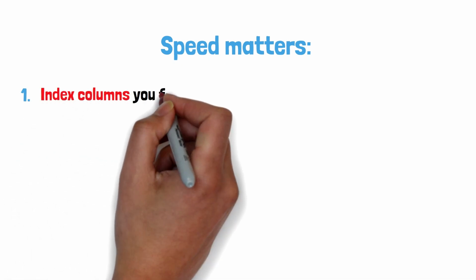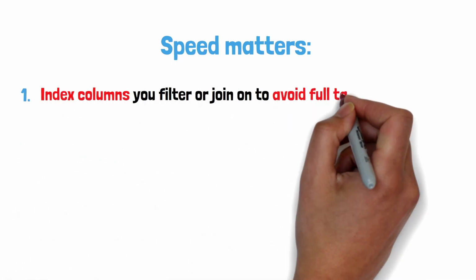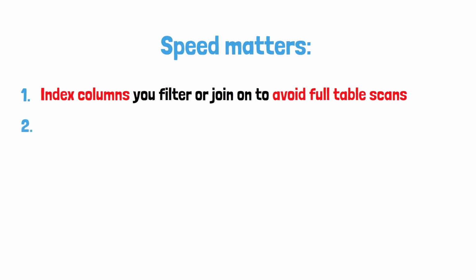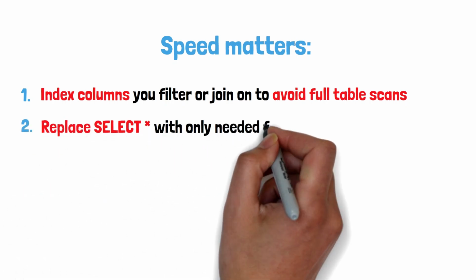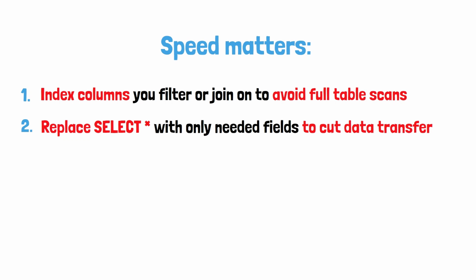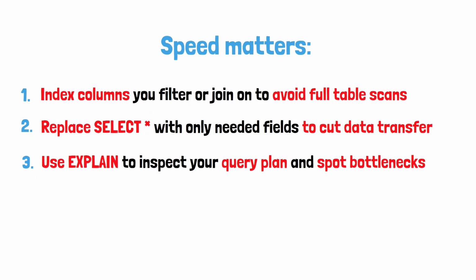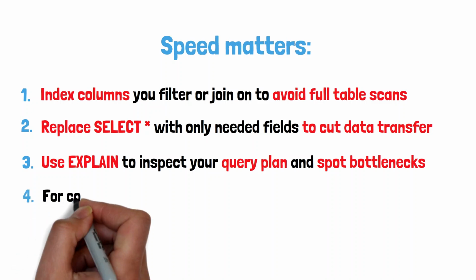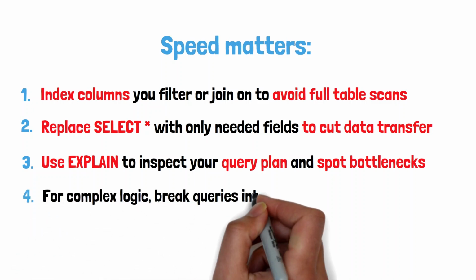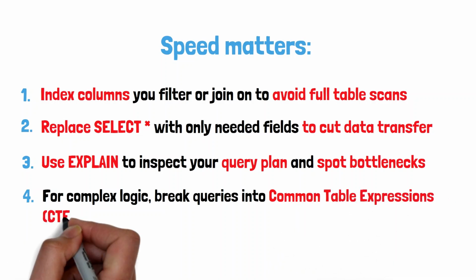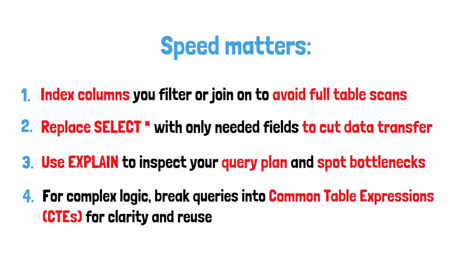Speed matters. 1. Index columns you filter or join on to avoid full table scans. 2. Replace select asterisk with only needed fields to cut data transfer. 3. Use explain to inspect your query plan and spot bottlenecks. 4. For complex logic, break queries into common table expressions, CTEs, for clarity and reuse.